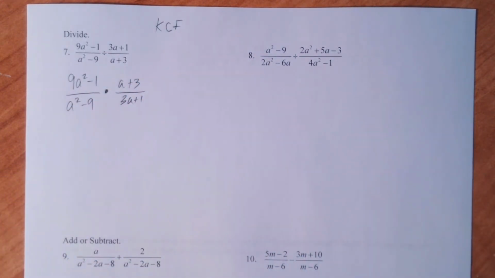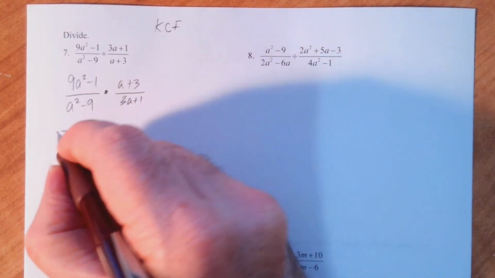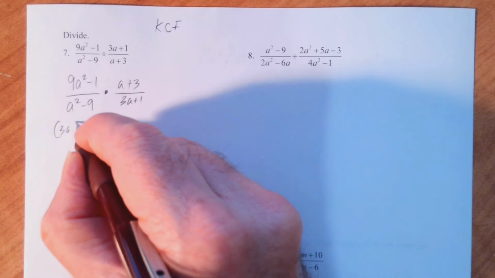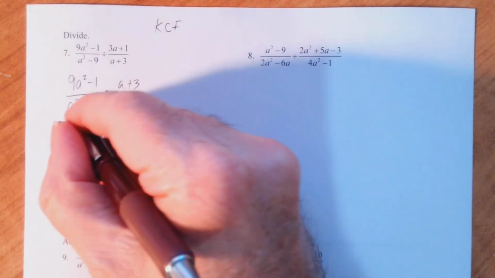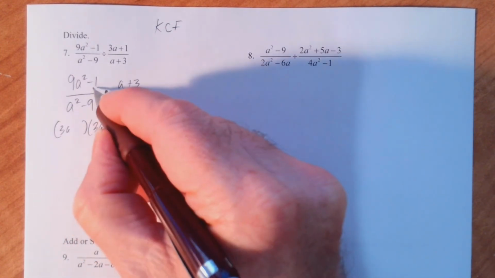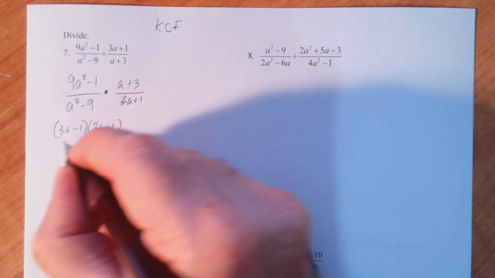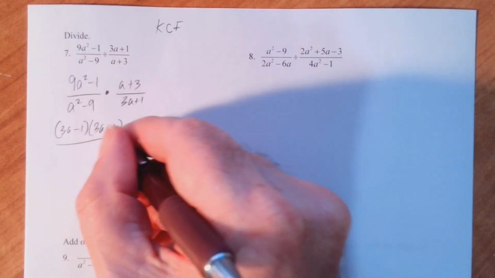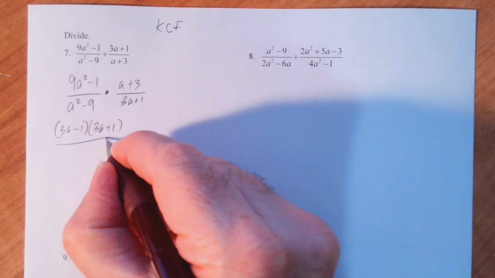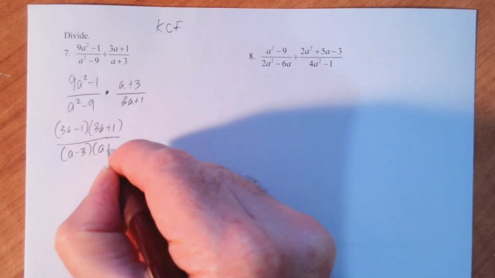And so now we changed it to a multiplication problem, and we'll do it just like we did the multiplication problems. We're going to factor everything that we can. Notice we got two differences of squares here. 3a times 3a gives us 9a squared. And 1 is a perfect square. It'll be 1 and 1, 1 minus 1 plus. We know that a squared minus 9 can be written as a minus 3 times a plus 3.